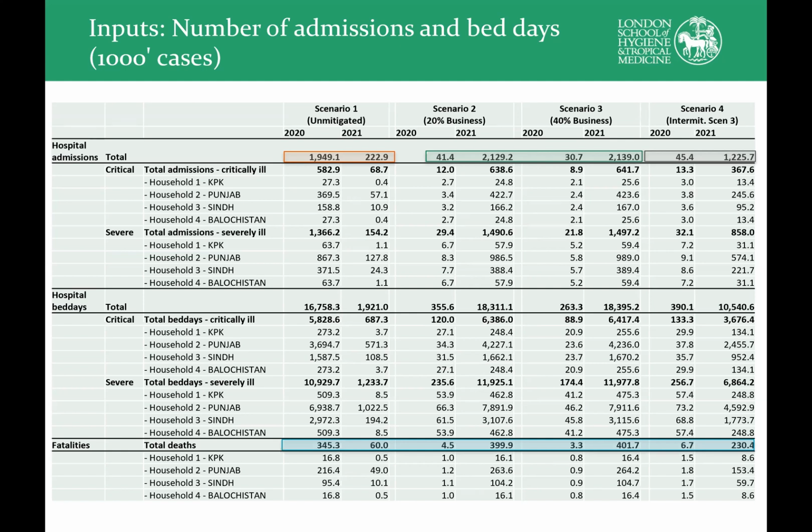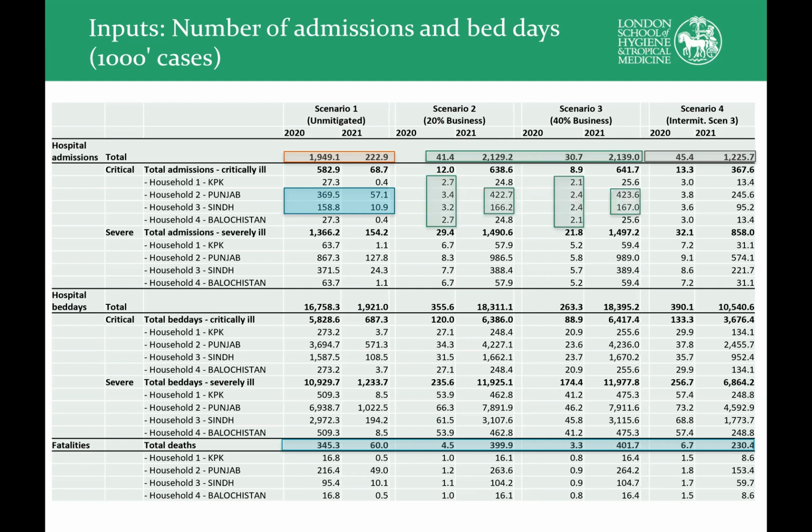So someone who is removed from the labour force because they've died in 2020, that impact will accumulate in future years. So that's important as well in explaining our effects. At the household level, what we see is that in an uncontrolled pandemic, the more densely populated larger areas, Punjab and Sindh, see a disproportionately large number of cases.